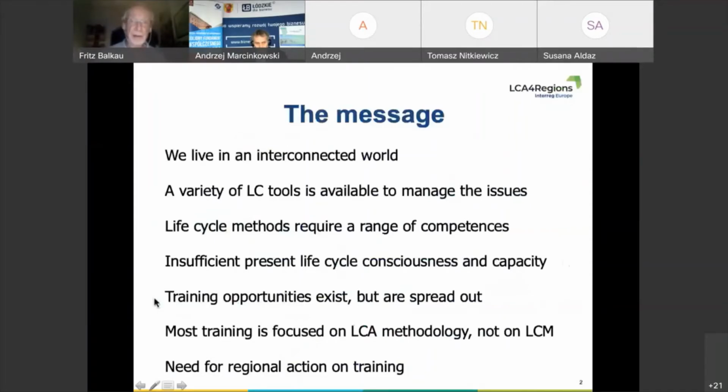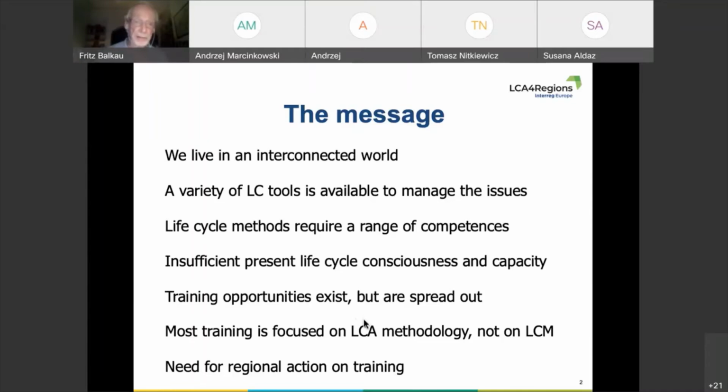What I'm going to cover is that the message is we live in an interconnected world. There's a variety of life cycle tools available to manage the complicated issues, but the life cycle methods require a range of competences and skills, including on the part of the public authorities. Among many stakeholders, there's insufficient life cycle consciousness and capacity at the moment to fully implement the range of life cycle methods that are available. Training opportunities exist, but are quite spread out. And what is clear is that there's not much linkage between the training centres on LCA at the moment.